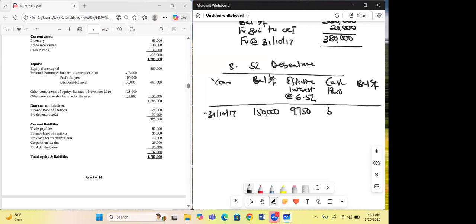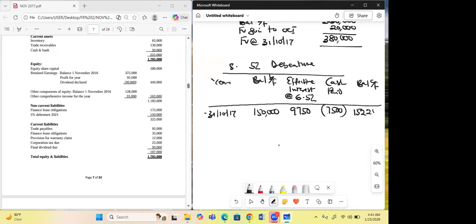But then the nominal interest is what? The 5%. Calculate the 5%. 7,500. So the nominal cash payment is the 7,500 they paid. So 7,500. When we take that out, what will be the balance? 2,250.